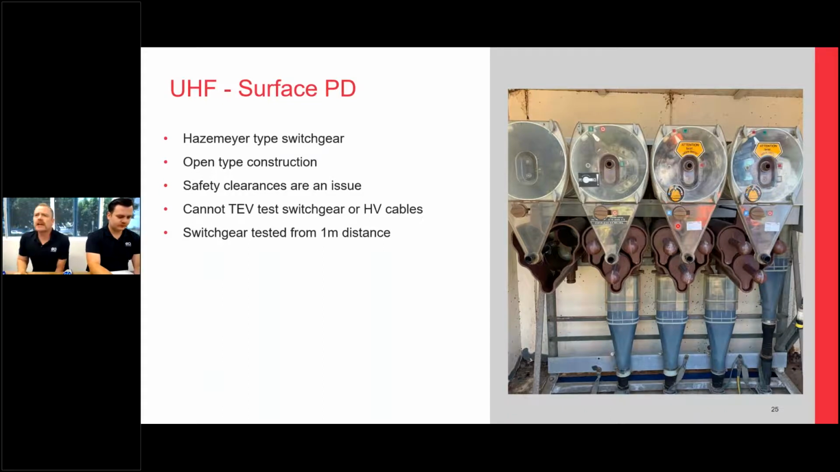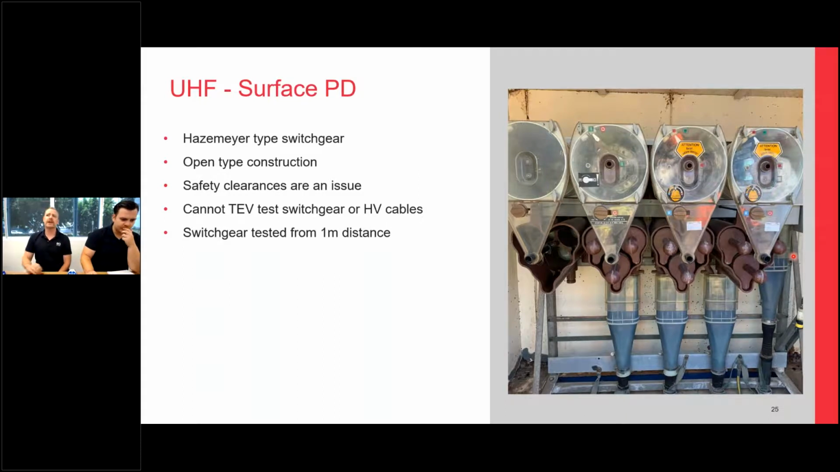So this particular type of switchgear, we can't get too close to it due to safety clearances. The ideal spot to test on this would be to do a TEV test down here. So get the TEV device and put it on the outside of these cables here. You would also put it up on top of the bus bars here, but we can't get close to it due to safety clearances.